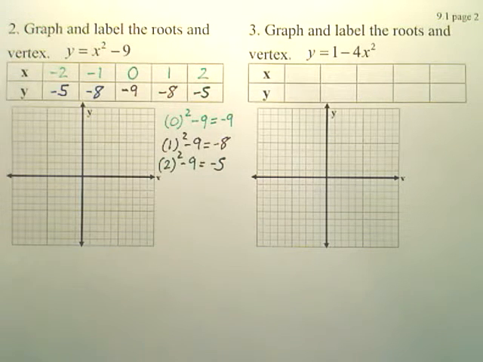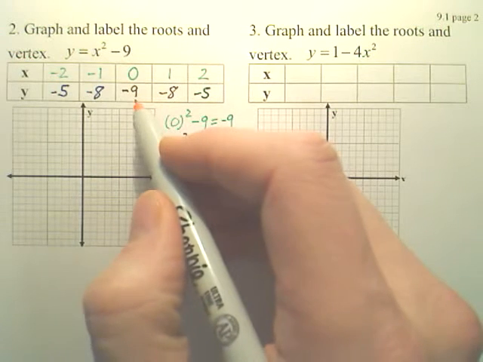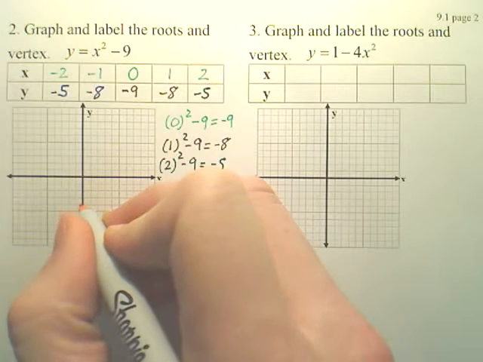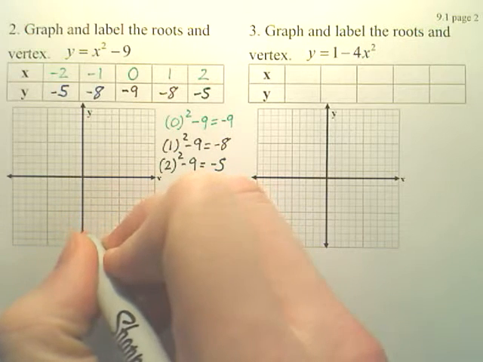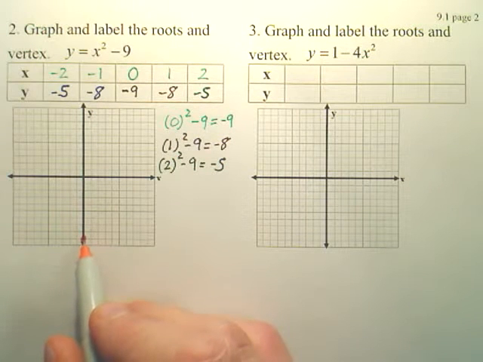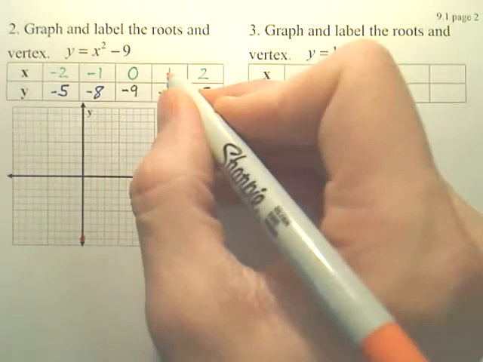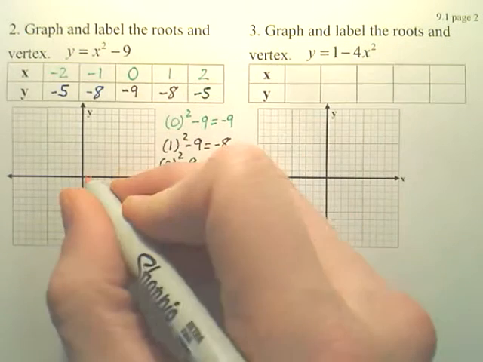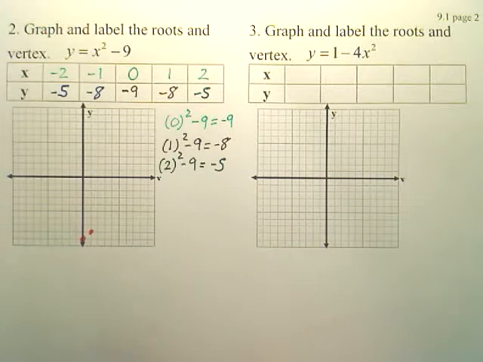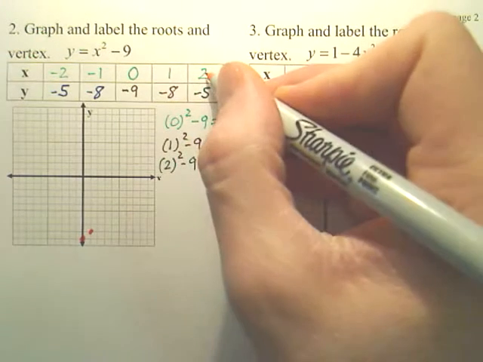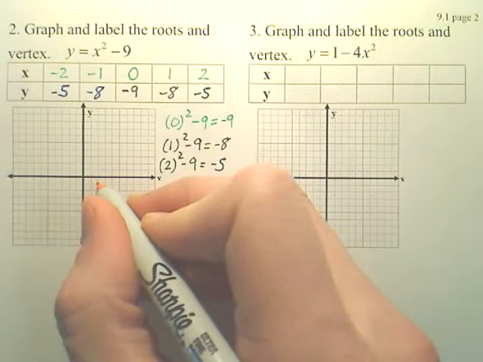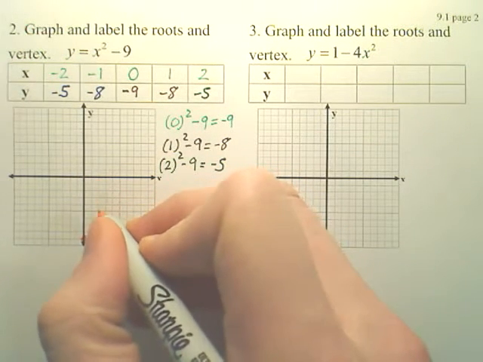So, if I were to graph this, at 0, I get -9. So at 0, I'm going to go down 1, 2, 3, 4, 5, 6, 7, 8, 9. At 0, I'm 9 down. At 1, I'm 8 down. At 2, I'm going to be 5 down. So at 2, I'm going to be at 1, 2, 3, 4, 5.